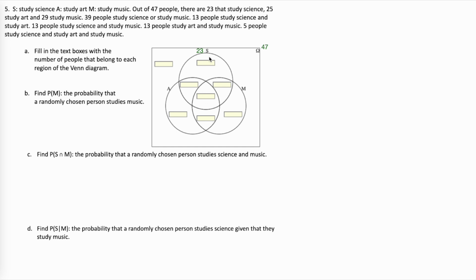this circle is 23. 25 study art. I'm going to put a little 25 beside the A to remind me that everything in this circle is 25. 29 study music, so I'm going to put a little 29 here beside the M to remind me that there are 29 people inside this circle. We're told that 39 people study science or study music. I'm going to put a little 39 here to say that in these two circles are 39 people.